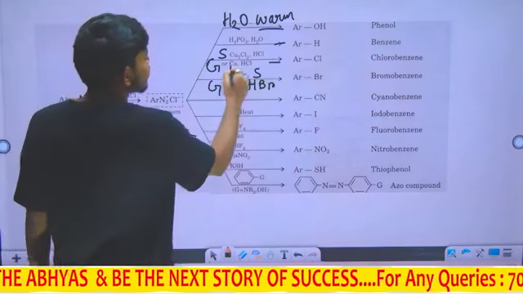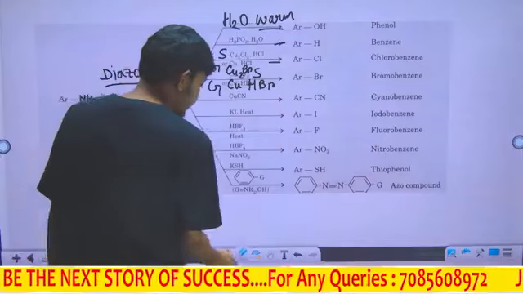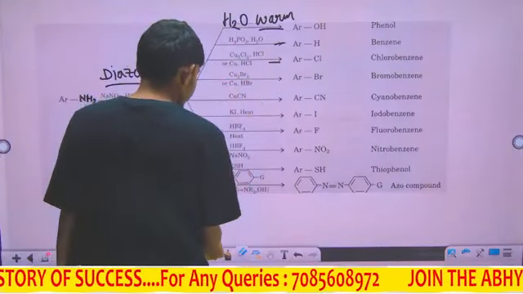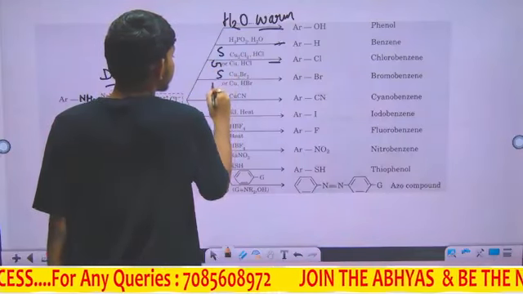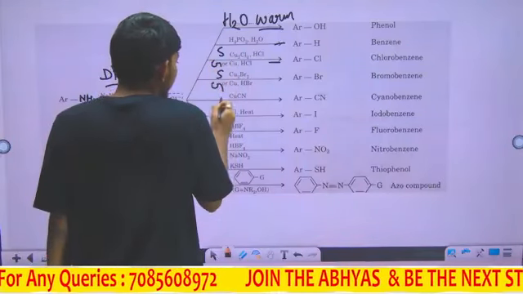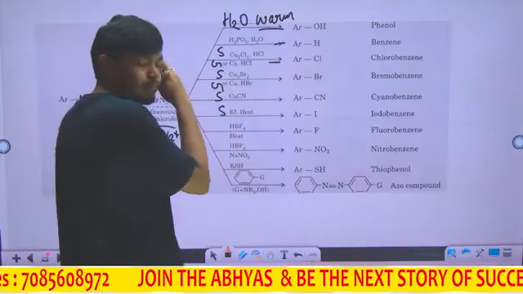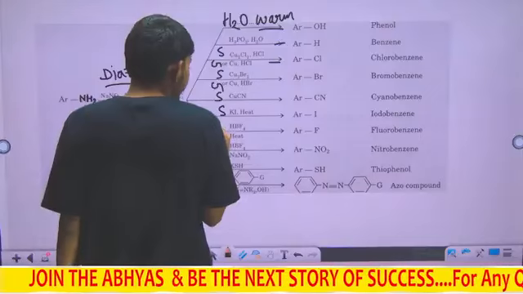This was your Sandmeyer. Cu2Br, I'm not writing here, it will be confusion. This was your Sandmeyer, this is your Gattermann, this is your Sandmeyer, this is your Gattermann. Again, this is your Sandmeyer. This is also your, potassium iodide. This is your Balz-Schiemann.